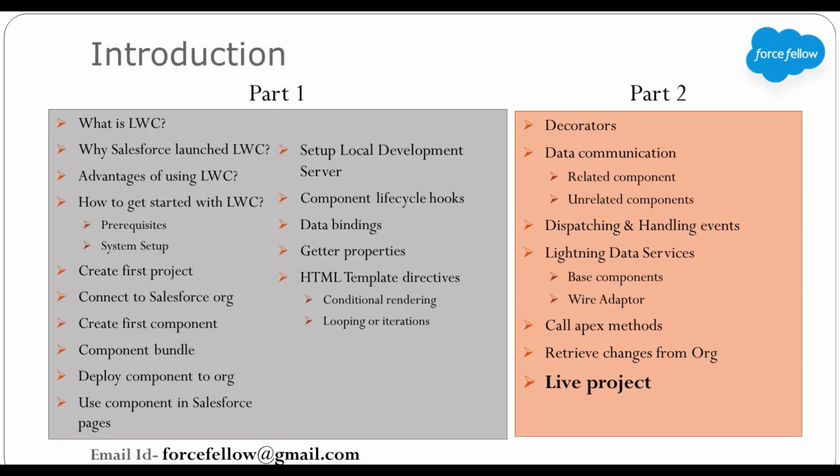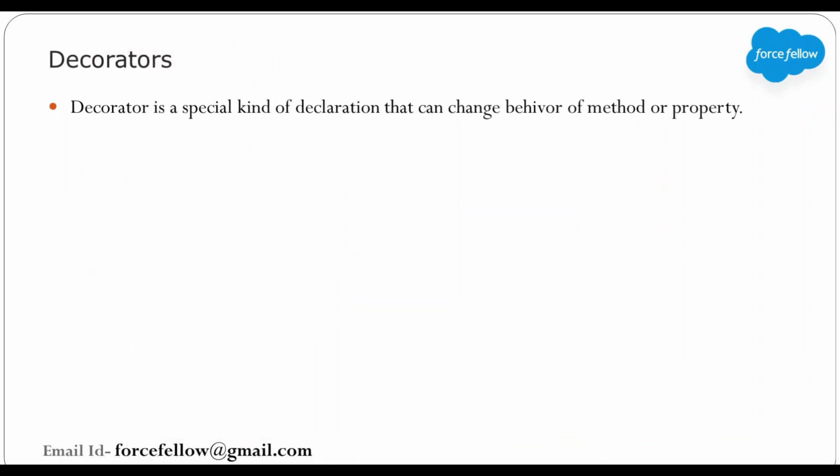Okay, so let's start with decorators. Then we can say a decorator is a special kind of declaration that can change the behavior of a method or property. If you add a decorator to any method or property, then the behavior of that method or property gets changed. For example, by default properties or methods are private in an LWC component, but if you add the API decorator to any method or property, then they will be converted into public.